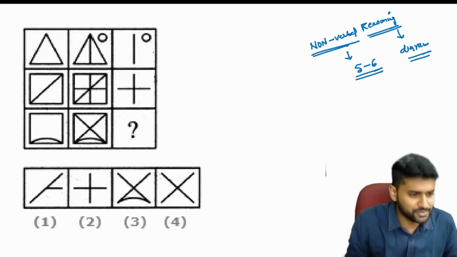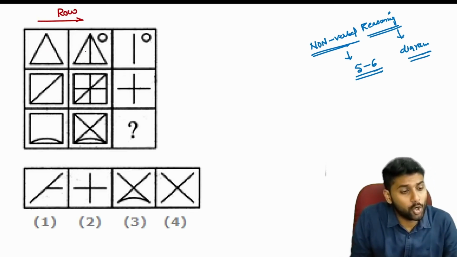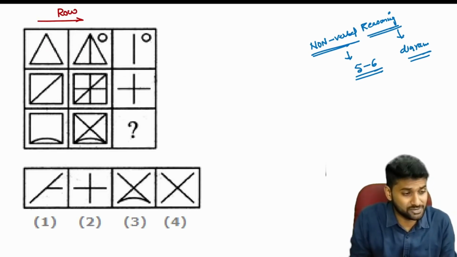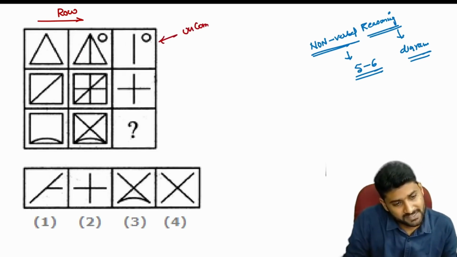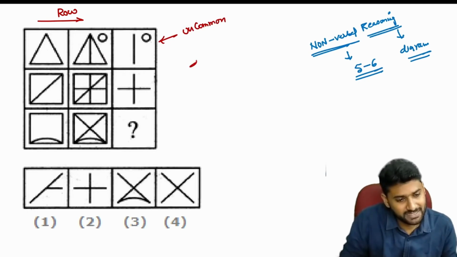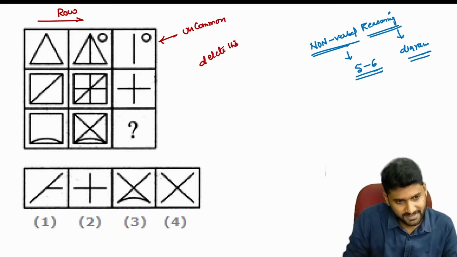Now see, if you observe that in the given rows here, they are removing common elements. See, common diagram. So what is a common diagram here? It's a triangle that is common. That's why they consider uncommon. Consider uncommon means delete the common object. So that is the pattern it follows.